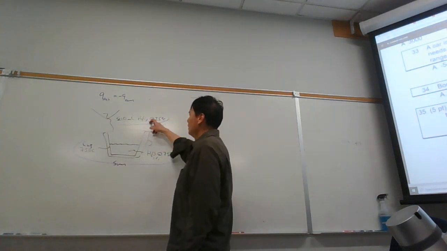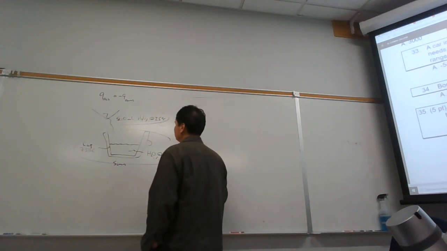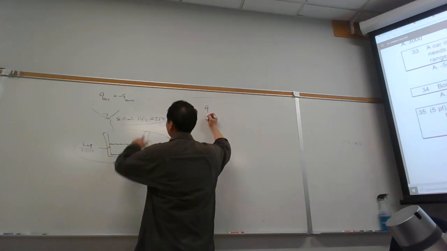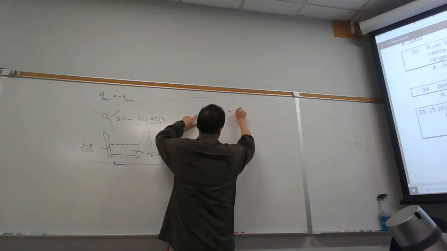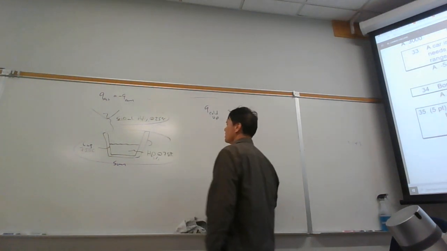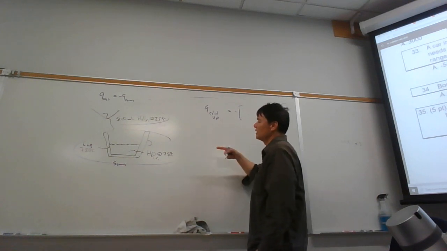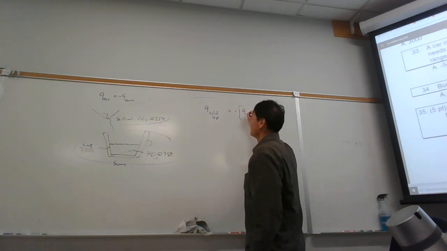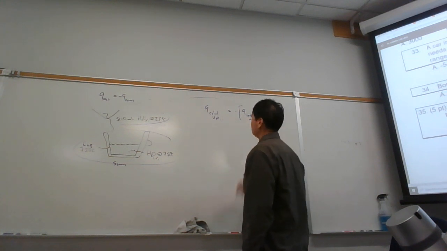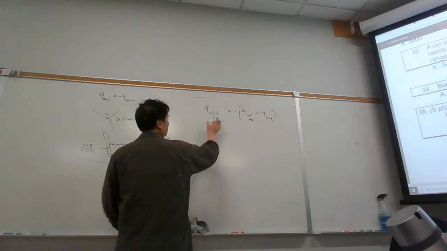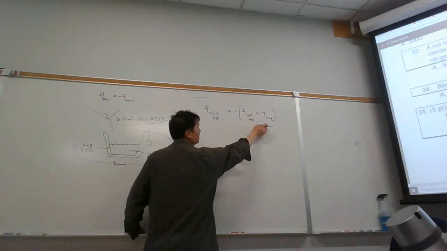And so my system is going to warm up. My surroundings will cool down. And so Q of the cold water is the system, and that's going to equal minus Q of the surroundings. Now, the surroundings are going to consist of two things. The first thing is the hot water, and the second thing is the cup. So the heat absorbed by the cold water will be heat lost by the hot water and heat lost by the cup.